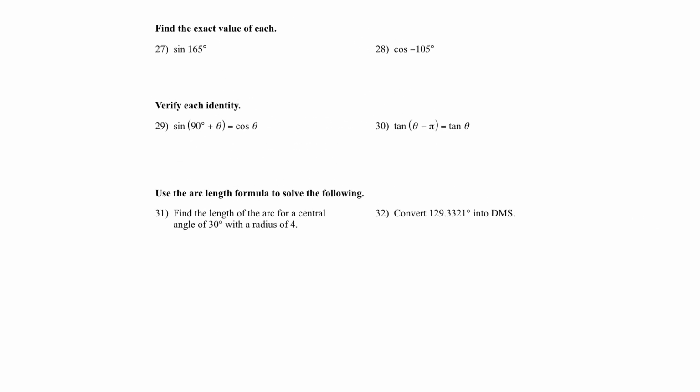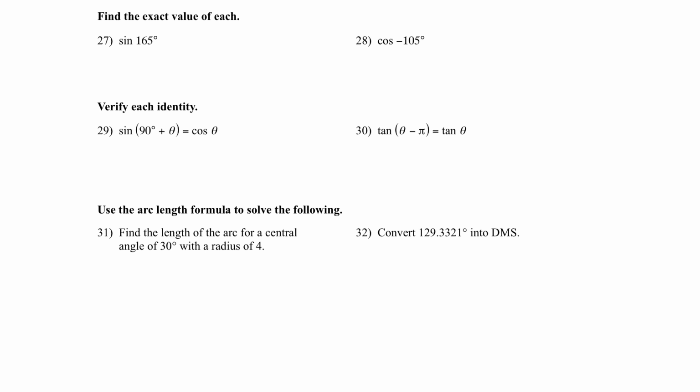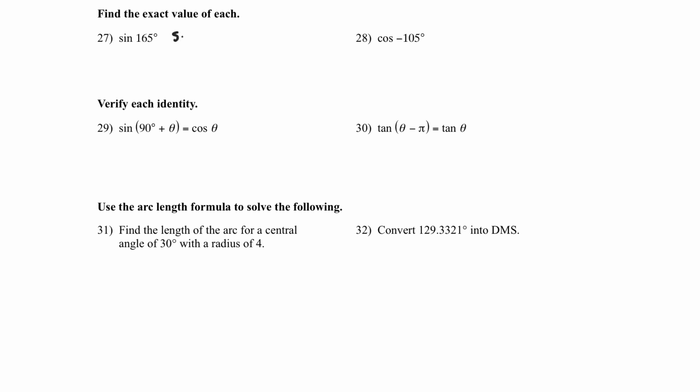For number 27, we need to come up with ways that add or subtract to get 165 degrees. Any suggestions? You should subtract. You should subtract by 90. Nope. So we'd say sine of, let's say, 135 plus 30.